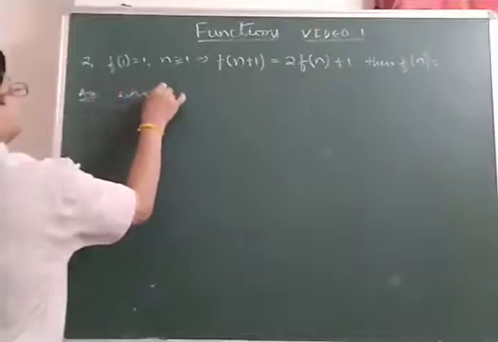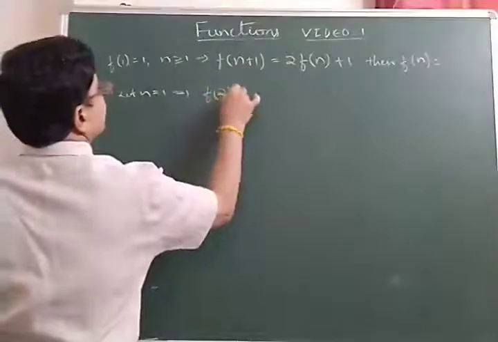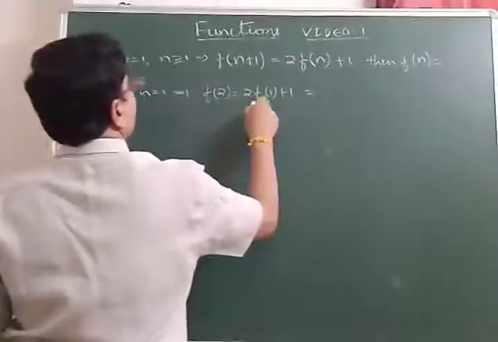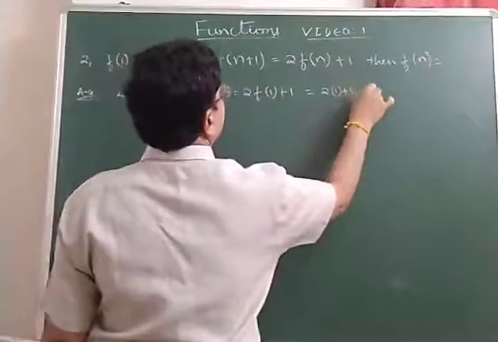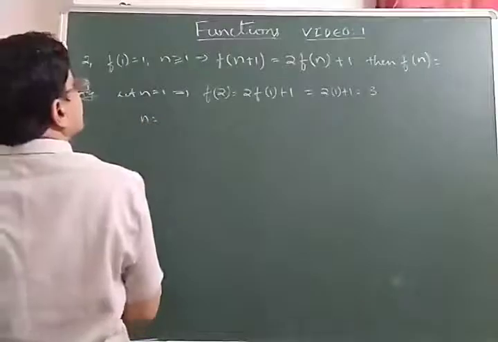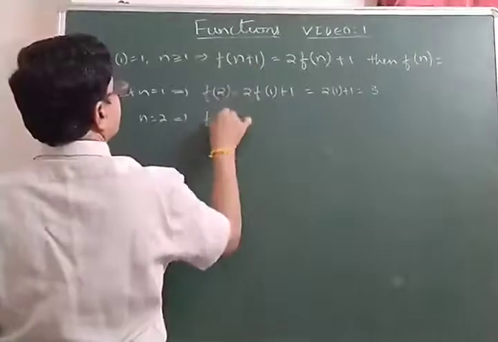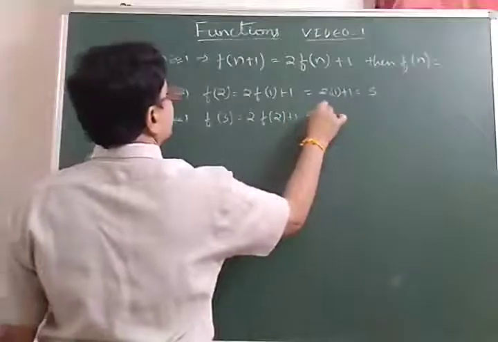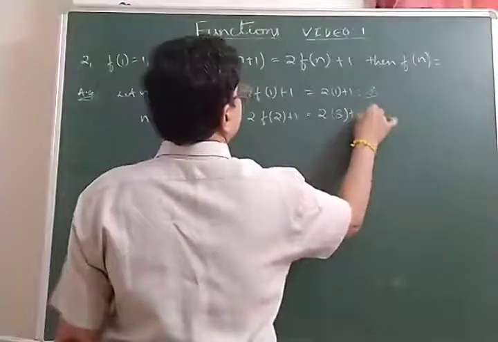Let n is equal to 1. That implies f of 1 plus 1, that is f of 2, is equal to 2 into f of 1 plus 1. f of 1 is 1, so that is 2 into 1 plus 1, equal to 3. And when n is equal to 2, f of 2 plus 1, that is f of 3, is equal to 2 into f of 2 plus 1, that is 2 into 3 plus 1, equal to 7.